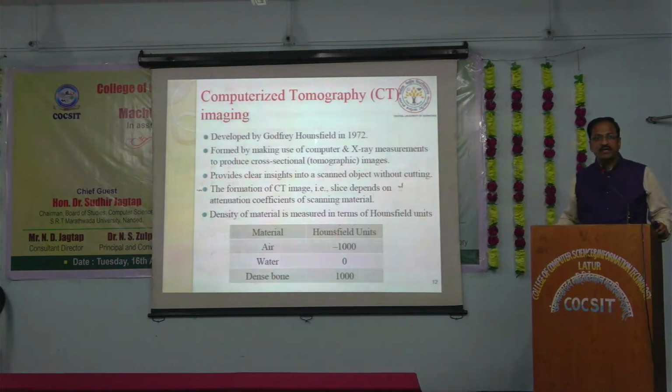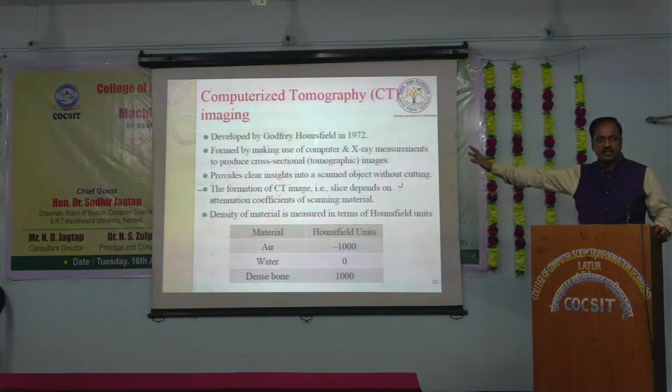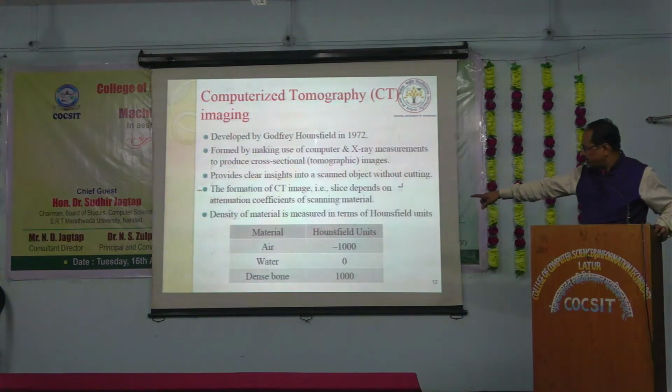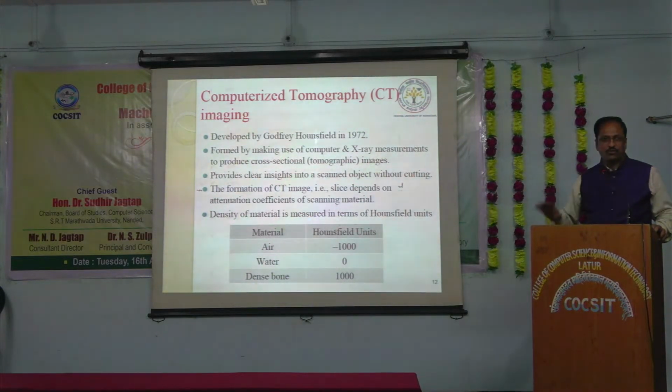And how does it make the differentiation? Based on the unit of measurement, which is named after the innovator of the CT scan, Hounsfield. So it is measured in Hounsfield units. If you would like to know the Hounsfield value of air, it is -1000. Water is 0, and very hard bone is 1000. So it makes the differentiation.